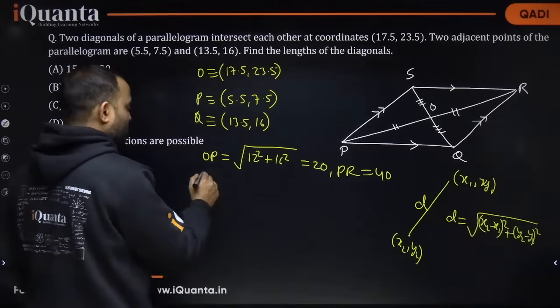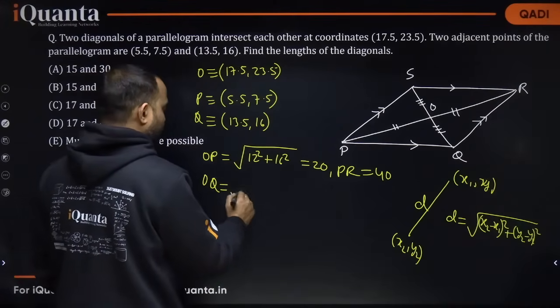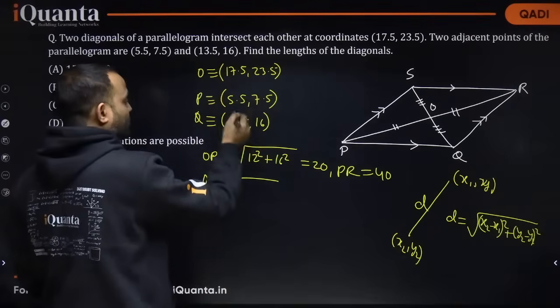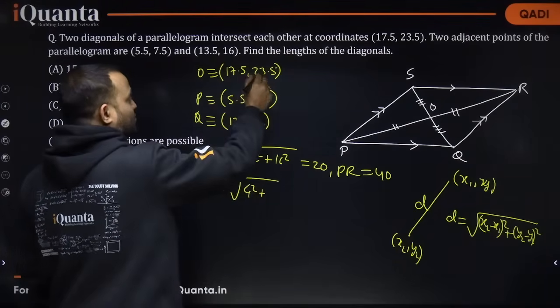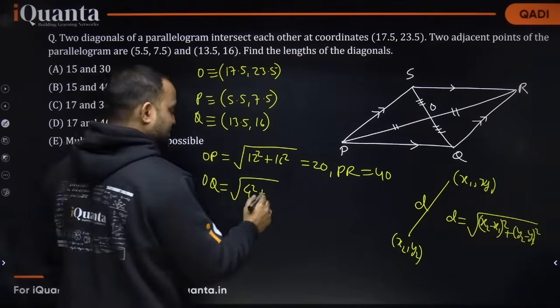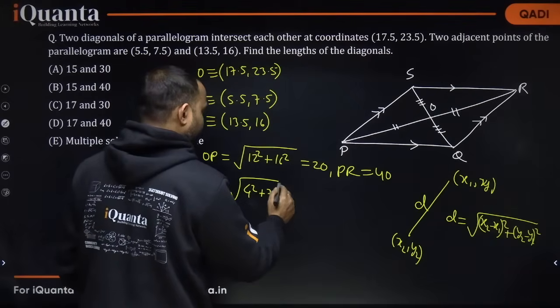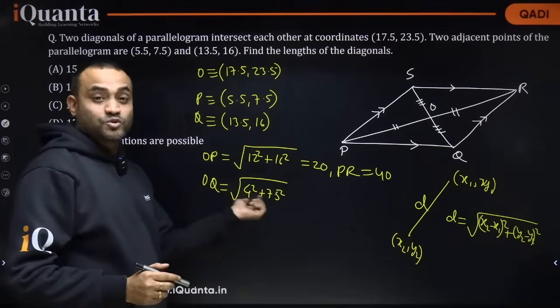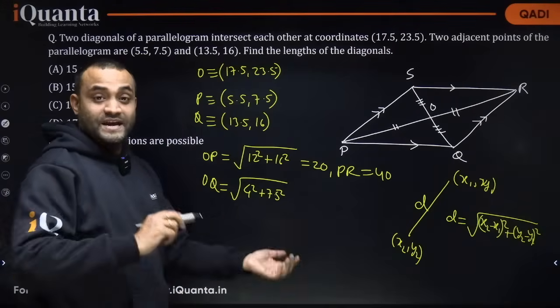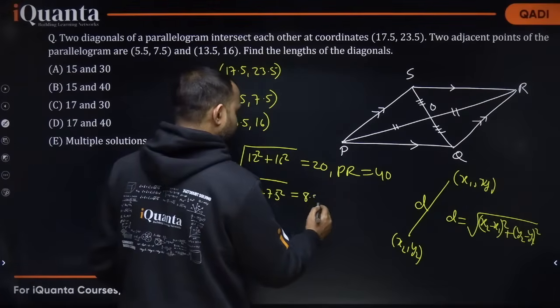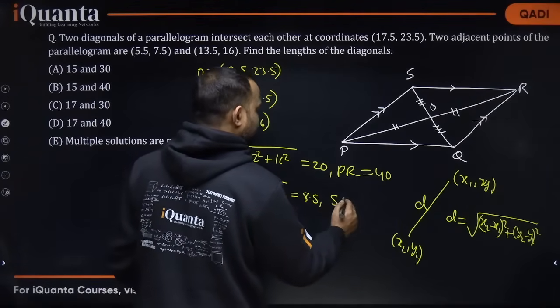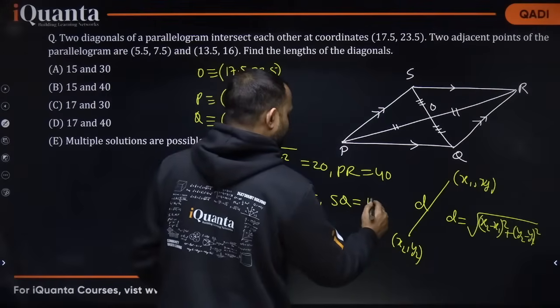Similarly, we can find OQ. OQ will be equal to the square root of 17.5 minus 13.5, 4 square, plus 23.5 minus 16, which is 7.5 square. So the ratio is 8 is to 15, 8, 15, 17. So this will become 8.5. So in that case, SQ, the other diagonal, will be equal to 17.